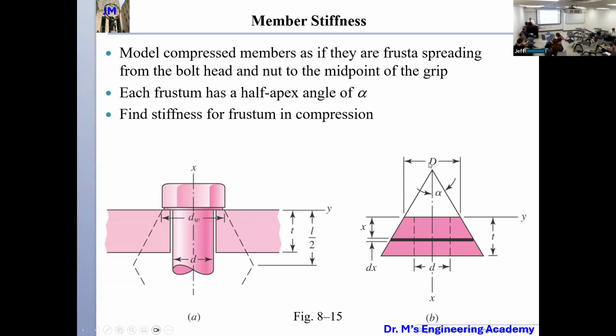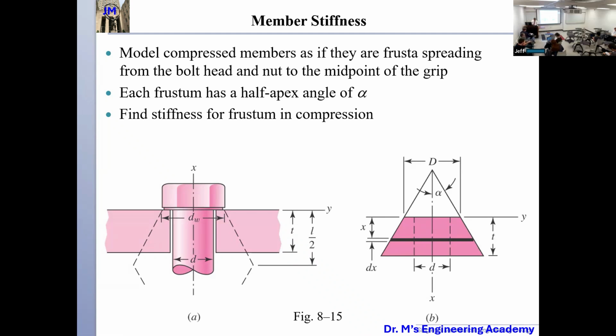So here, this is a capital D. Capital D is the washer. This is a capital D here, and alpha is the apex value, usually equal to 30 degrees. Right now, guys, the half apex angle usually equals 30 degrees. So that's a convention. Don't ask me why. Okay, so that is convention. So this is x and dx, and this is a lowercase d.